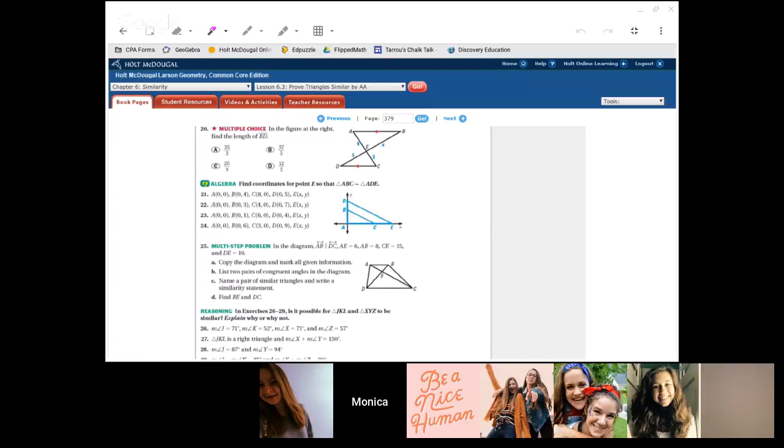Lily, did you need number 18 on the worksheet? Bookwork. Okay, hold on.